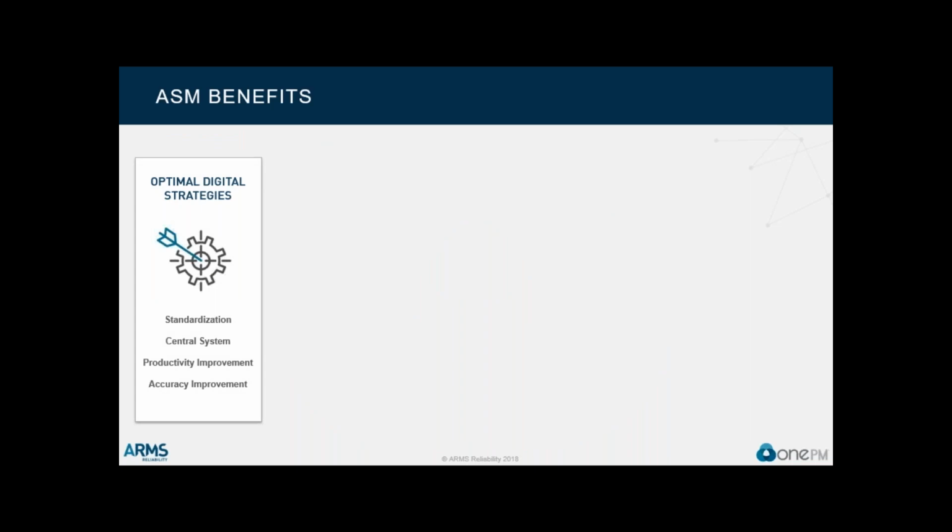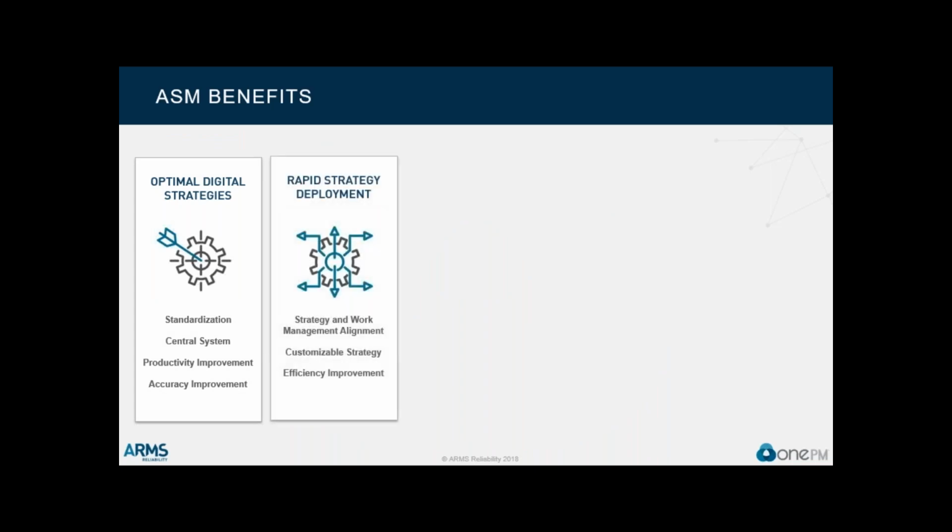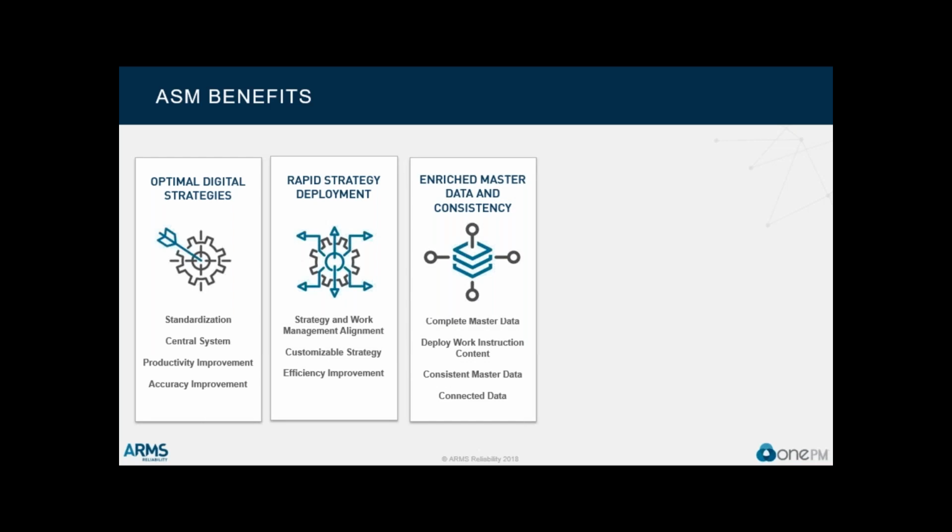So to round this out, we've got some benefits of asset strategy management. We have optimal digital strategies. We have a standardized process. We have a centralized system. We see some improvements. We have rapid strategy deployment. So we have a strategy that can quickly understand who else can be affected by a change that I'm making here in isolation. Where else can that change be made? I'm enriching my master data, and that's a continual process.